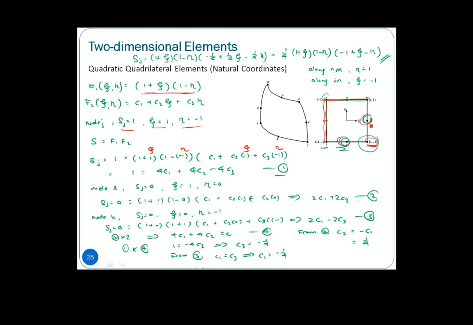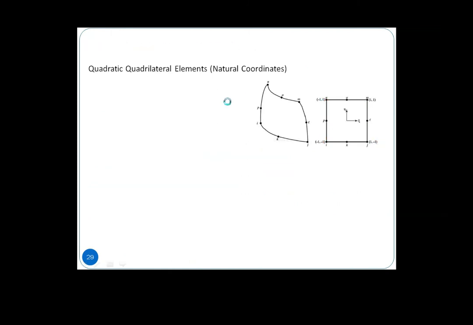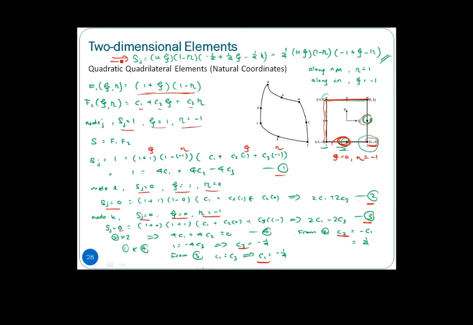So at node L, we know that our Sj equals 0. That is, psi equals 1 and eta equals 0. At this condition, our Sj is also equal to 0. That comes out as our second equation. At node K, which is here, we know that psi equals 0 and eta equals -1. So basically the shape function at J is also equal to 0. So we substitute and get equation number 3. With these three equations, we can get our C1, C2, and C3. Substitute C1, C2, and C3 here, multiplied together with the first function, 1 plus psi, 1 minus eta, then we have our so-called shape function of node J.